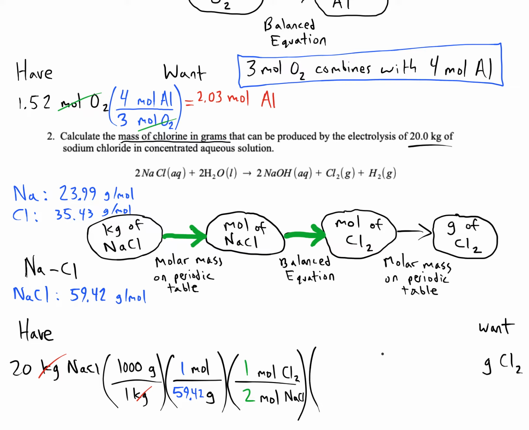We just have to introduce one more conversion. We'll convert moles of Cl2 to grams of Cl2. Now we had said before that chlorine had a molar mass of 35.43 grams per mole. But this chlorine gas molecule, of course, is a chlorine bonded to another chlorine. So its molar mass will be 2 times the molar mass of just a chlorine alone. So Cl2 has a molar mass of 70.86 grams per mole.